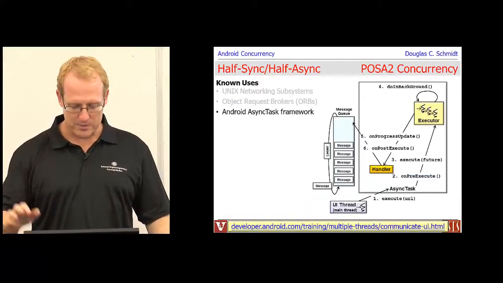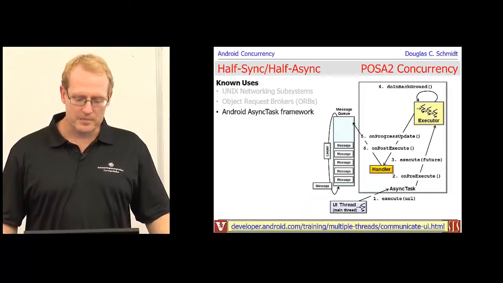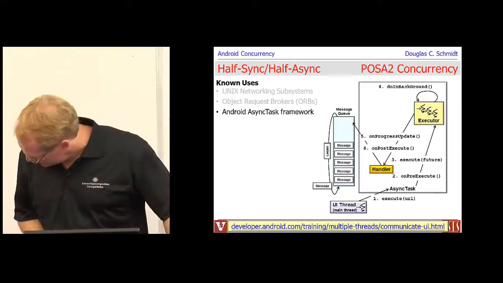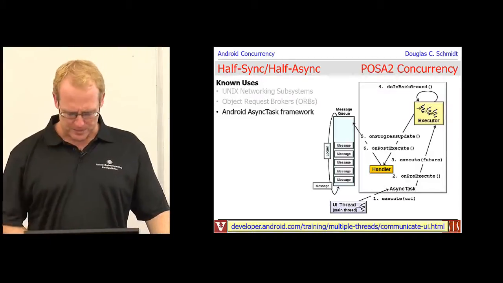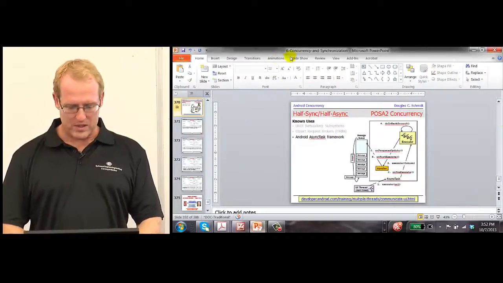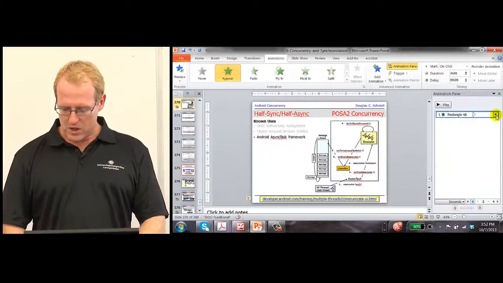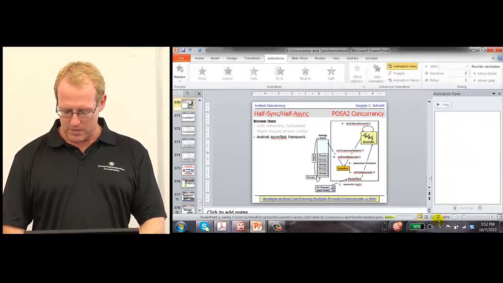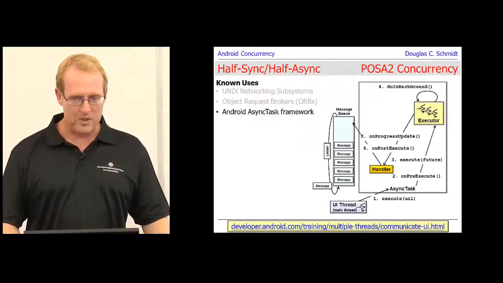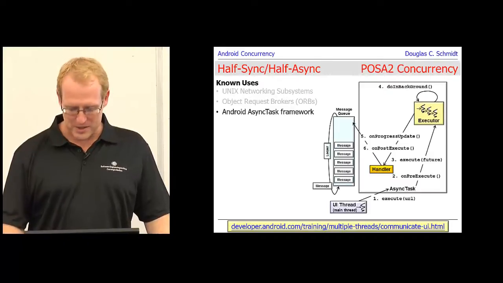That's another example. And then we have the Android AsyncTask framework. We'll take a look in more detail in a second at the AsyncTask framework, and you'll see how and why it gets used and what makes it a win in this context. Those are a bunch of different known uses of the pattern. This is one of my favorite patterns from the POSA 2 book, because it's so powerful, and you see it show up in the most unusual places, as we're about to see.